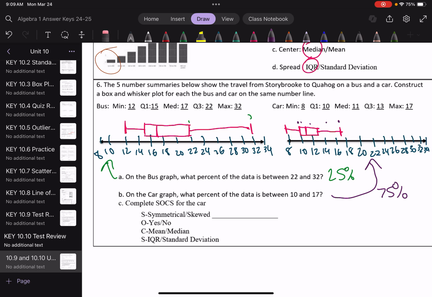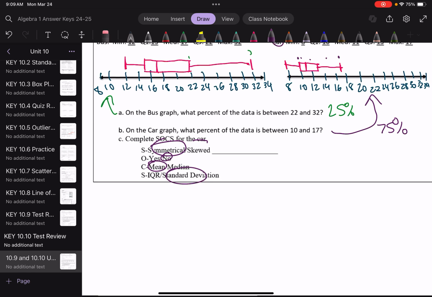And it says complete the SOCS for the car. So we're looking at this one here. Is this symmetric or skewed? I would say it's pretty symmetric. So there is no outlier, which means we're going to use the mean and our standard deviation to find the shape, outlier, center, and spread for this data set.